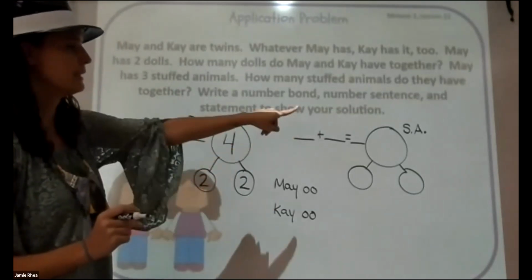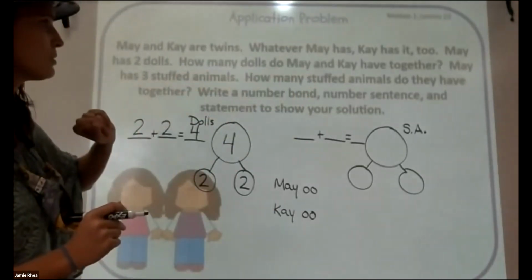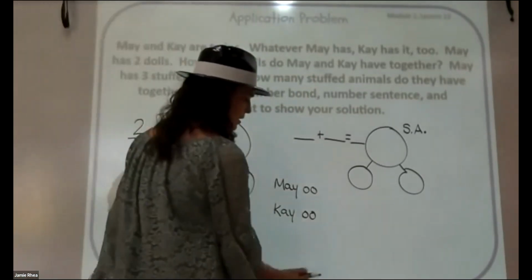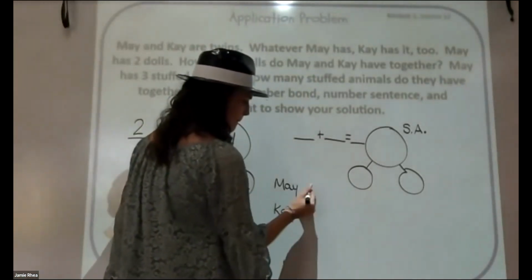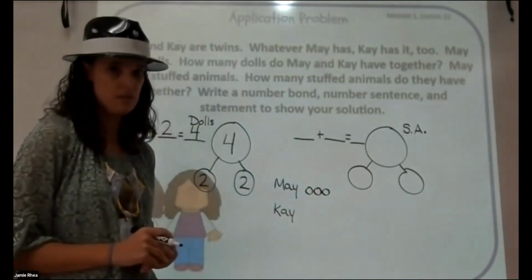Okay? Keep reading. May has 3 stuffed animals. How many stuffed animals do they have together? Okay, if May has 3 stuffed animals, how many is Kay going to have?